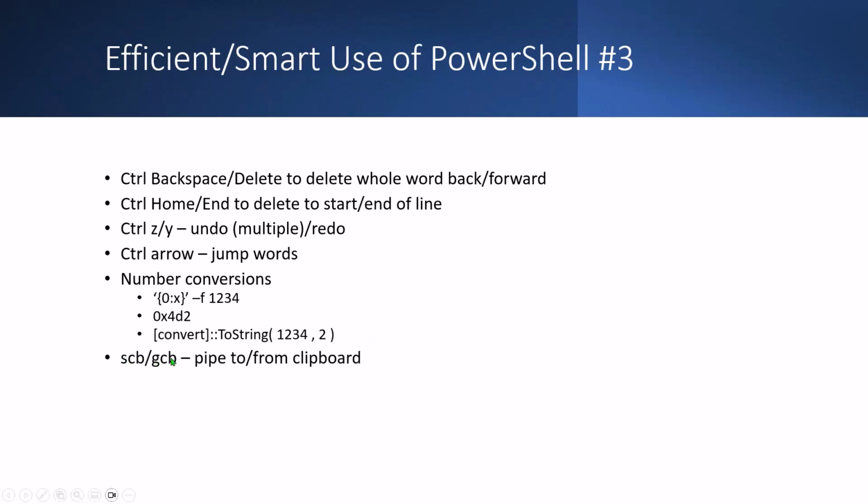Use a clipboard a lot, particularly when you're doing stuff in remote machines. You want to get some data and you want to get it locally to analyze it or save it. SCB is an alias for set-clipboard. GCB is an alias for get-clipboard. Yep, so we can put things into the clipboard and get them back.